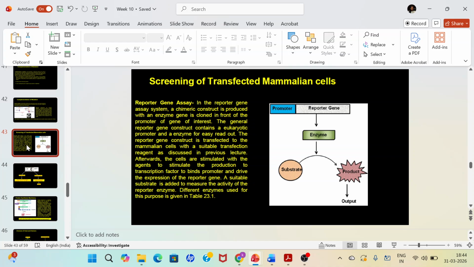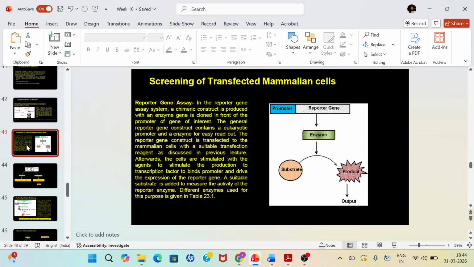So generally it is done by the reporter gene assay. In the reporter gene assay system, a chimeric construct is produced with an enzyme gene cloned in front of the promoter of the gene of interest. The general reporter gene construct contains a eukaryotic promoter and an enzyme for easy readout. The reporter gene construct is transfected into the mammalian cell with a suitable transfection reagent, as discussed in the previous lecture, and afterwards the cells are stimulated with the agent to stimulate the production of the transcription factor to bind the promoter and drive the expression of the reporter gene.